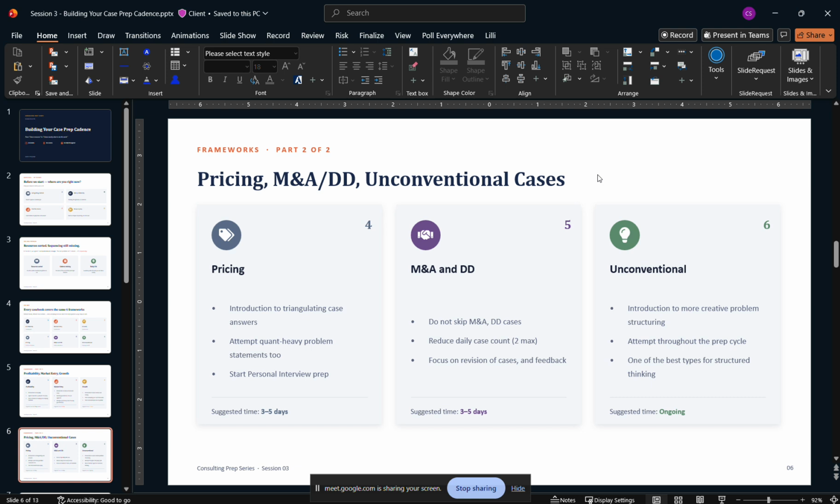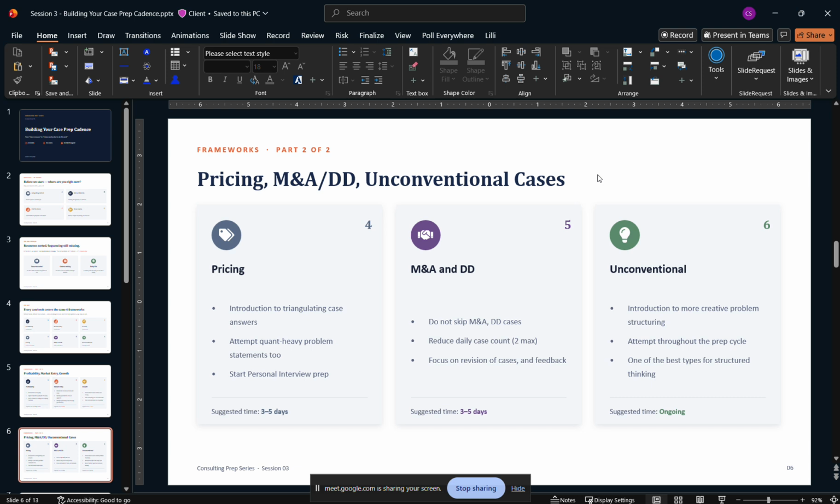And then finally, unconventional. Unconventional cases, in my opinion, are the best way to prepare. Once you're done with your basics for your profitability and market entry, start looking at unconventional. You don't need to sequence unconventional at the end. You need to run unconventional in parallel. Unconventional cases have no defined structure. These are the places where your actual structuring gets tested because there is no framework to guide you.